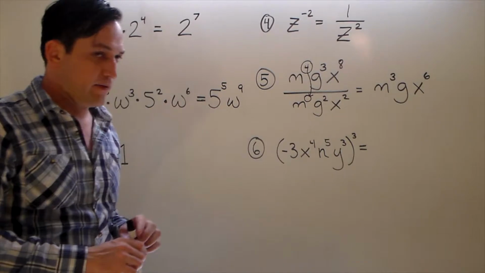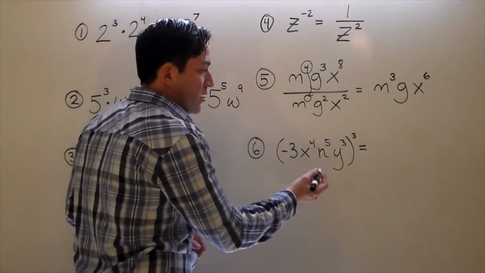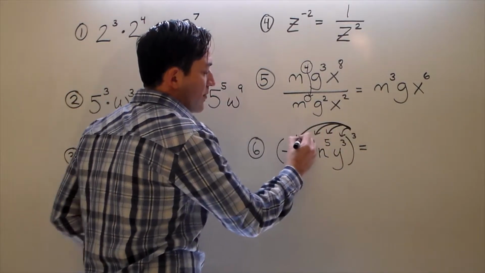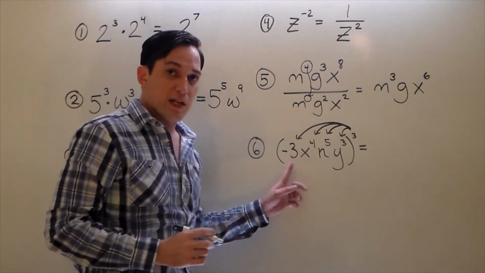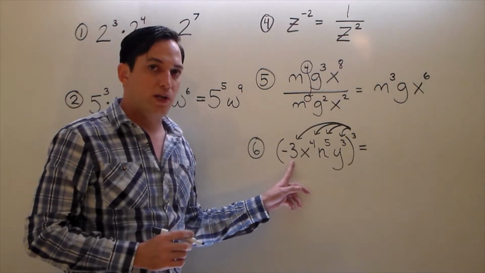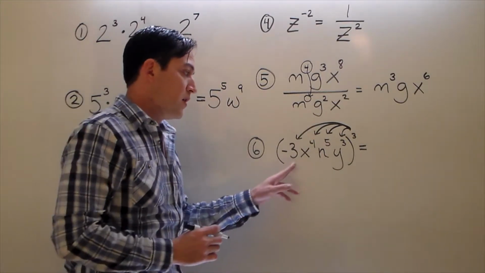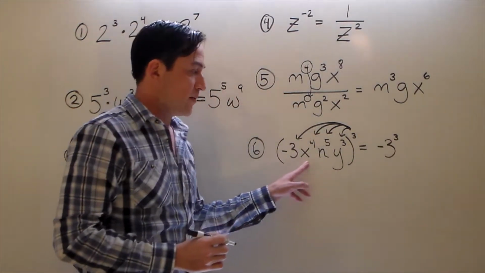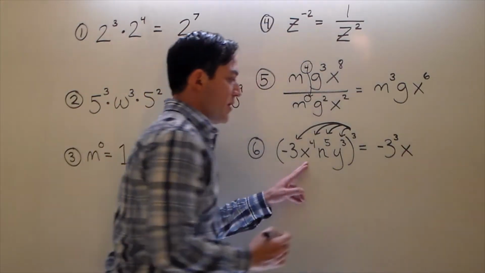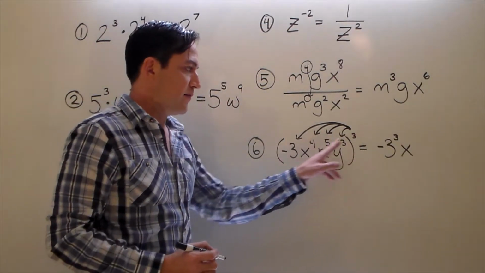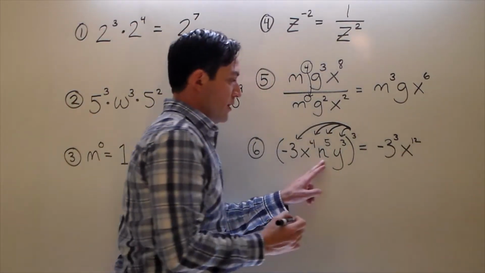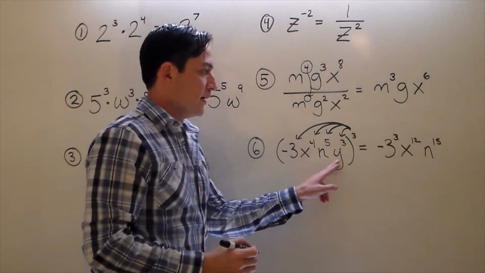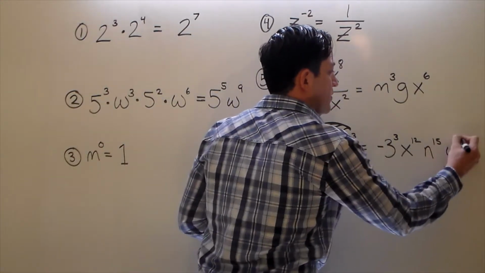Alright, so let's do this last one. This is the power to a power rule. So this 3 is going to have to distribute into all of the bases, including the number. More likely, the biggest mistake that people make is not distributing that 3 to the number base. So right here, I'm going to have negative 3 to the 3rd. And with power to a power, all we do is multiply the exponents. So it'd be 4 times 3 is 12. Then we have 5 times 3, so I'd have n to the 15th. And finally, 3 times 3, so I'd have y to the 9th.